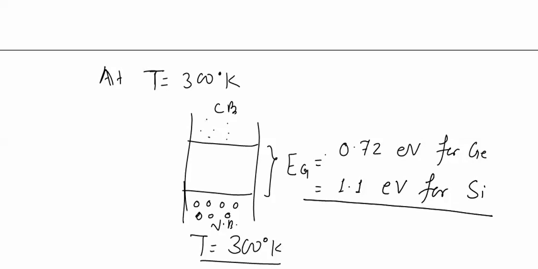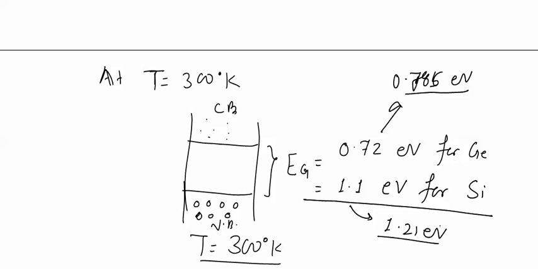This means the energy band gap Eg reduces with temperature. At T equal to 0 degrees Kelvin, this energy was 0.785 electron volt for germanium. This much energy was required to break a covalent bond, and for silicon this energy was 1.21 electron volt. With increase in temperature, this energy reduces to 0.72 electron volt for germanium and 1.1 electron volt for silicon. Now we can conclude that with increase in temperature, the forbidden energy band gap decreases.